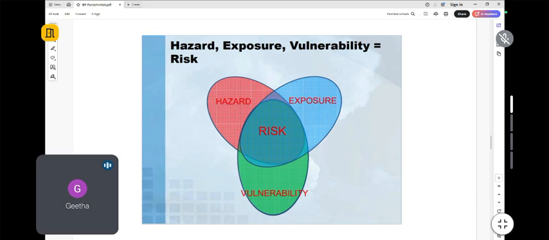So basically I told you four keywords. Hazard. Hazard is a meteorological information: heavy rainfall, tropical cyclone, heat wave, cold wave. All these are hazards. Exposure. Exposure is the area. Over which area we are expecting this hazard, that is the exposure area.